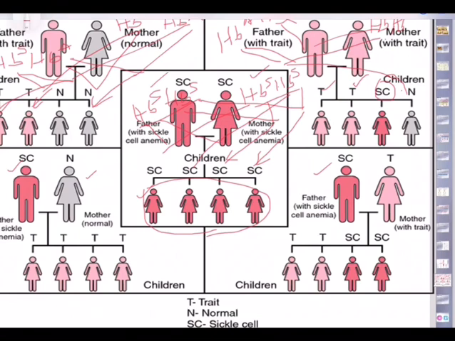And another example we are seeing here, father with sickle cell anemia must be homozygous, HbS, HbS, because unless two alleles, both, are present, it does not become sickle cell anemia. And the mother is a trait, HbS and HbA. And you can see among the children, 50% have sickle cell anemia and 50% are carriers.